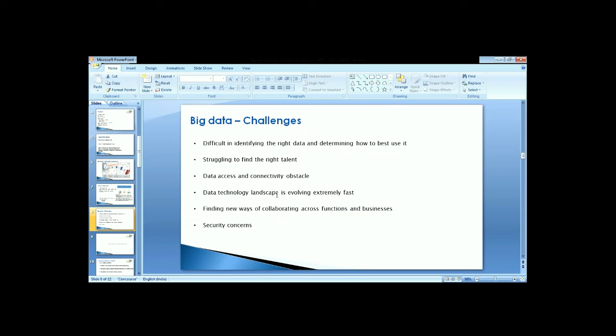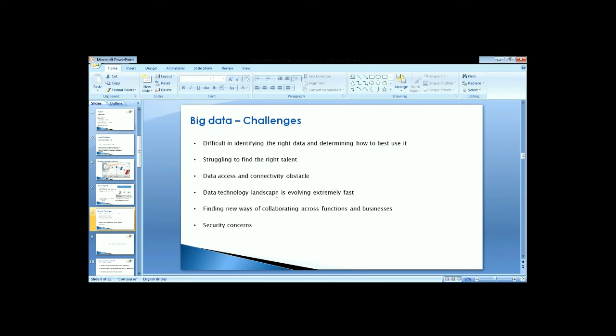Next is data access and connectivity obstacles. Yes, there is always a connectivity problem in many of the databases, but Hadoop provides a lot of APIs, streaming APIs, mainframe APIs for data access. So it has a distributed file system known as the Hadoop Distributed File System.